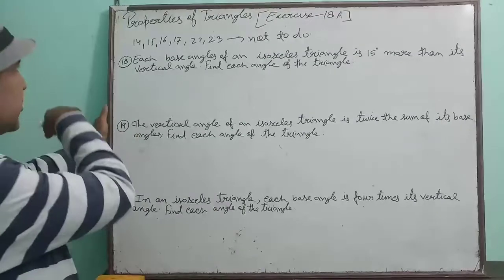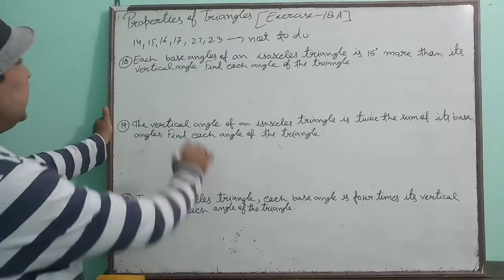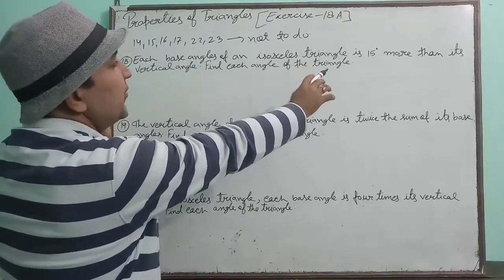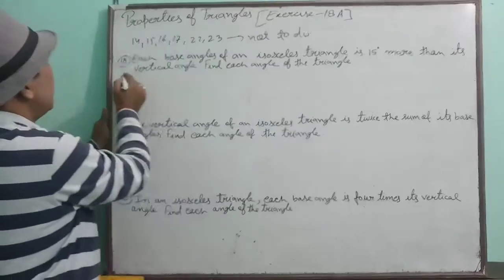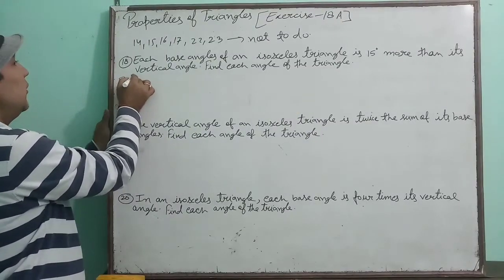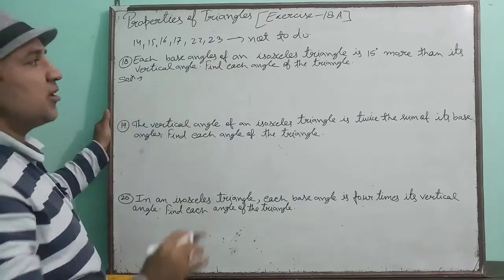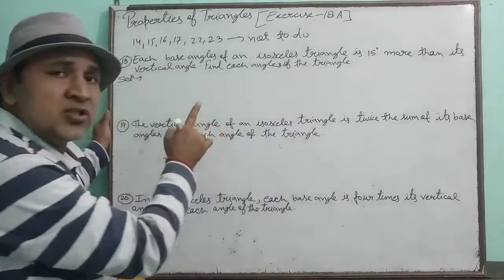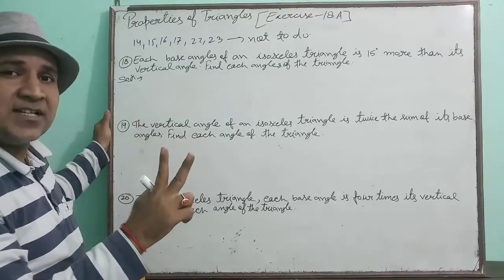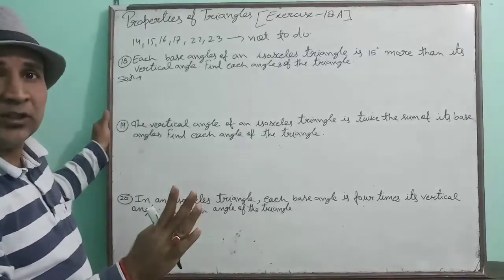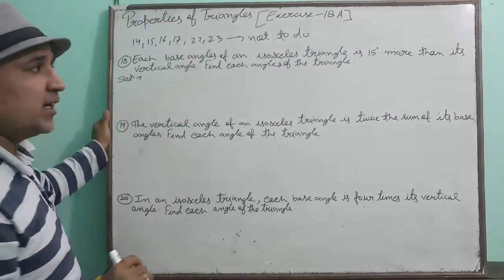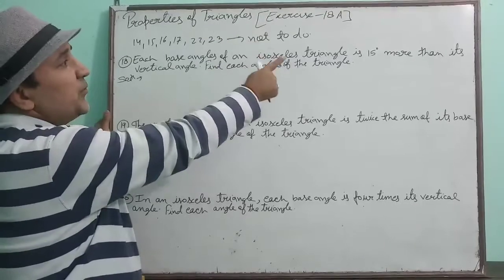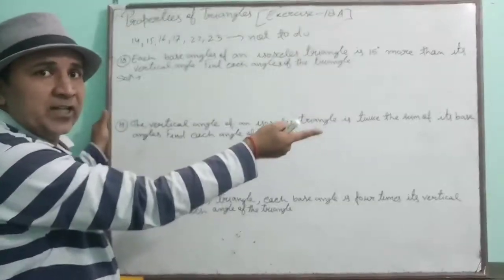Okay? So see question number 18. Each base angle of an isosceles triangle is 15 degree more than its vertical angle. Then find each angle of the triangle. Now see children, isosceles triangle means two base angles are there and both are equal, and the third angle is the vertical angle. Here it is given that the base angle is 15 degree more than the vertical angle.